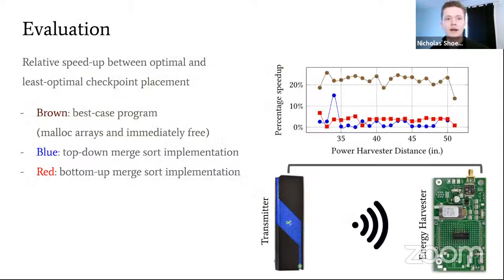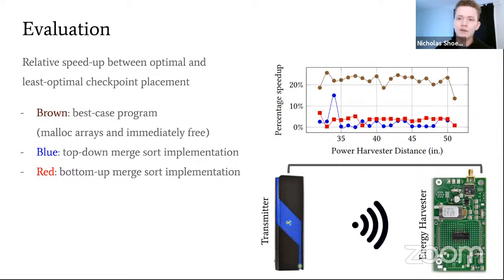We've actually tried out this strategy with a real world test setup. We ran an experiment where we had a power and energy harvesting device, and then we had a transmitter. The energy harvesting device was harvesting radio waves, and the transmitter was transmitting radio waves to it. And then we varied the distance between the two, and we measured the performance of 3 different programs.